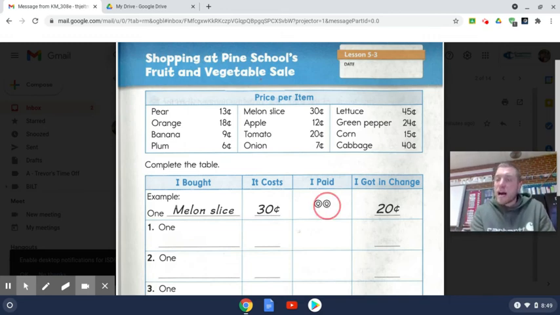I just overpaid. I gave them too much money. But now, because I gave them too much, they're going to give me some back, so it's fair. The melon slice isn't worth 50 cents. It's worth 30, so I need money back. Give me my change. And we know that the difference between a 30 and a 50, 30, 40, 50 is 20 cents. All right, you guys, stay with me.